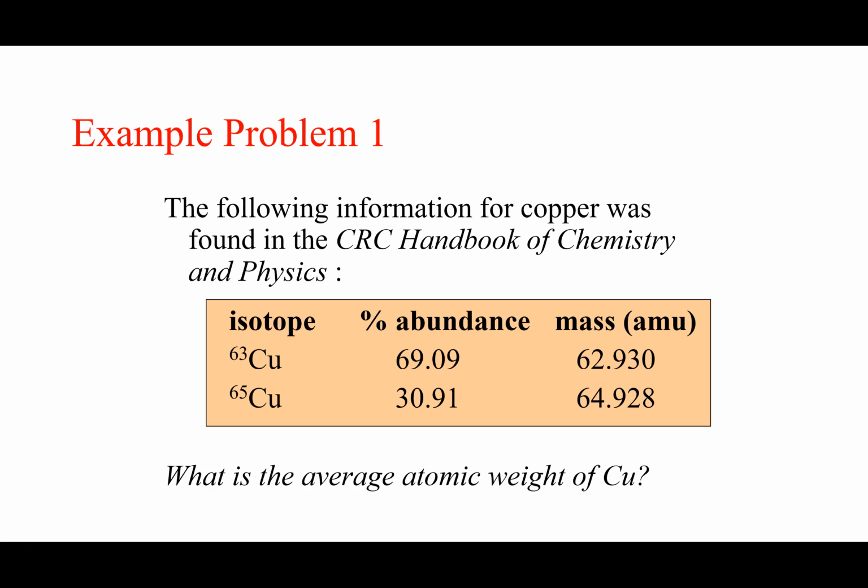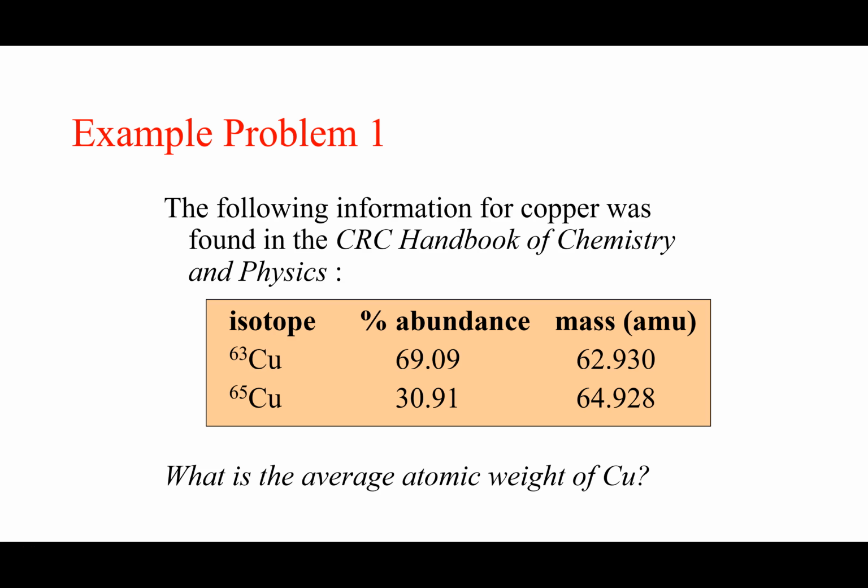The lighter or heavier? The lighter one. Yep, the lighter one's more abundant. So when we apply this formula, you're going to come up with the lighter one. Our decimal mass is going to be closer to the 62.93 than it would be the 64.9. Okay. This last column is how much an atom of these different isotopes weighs.